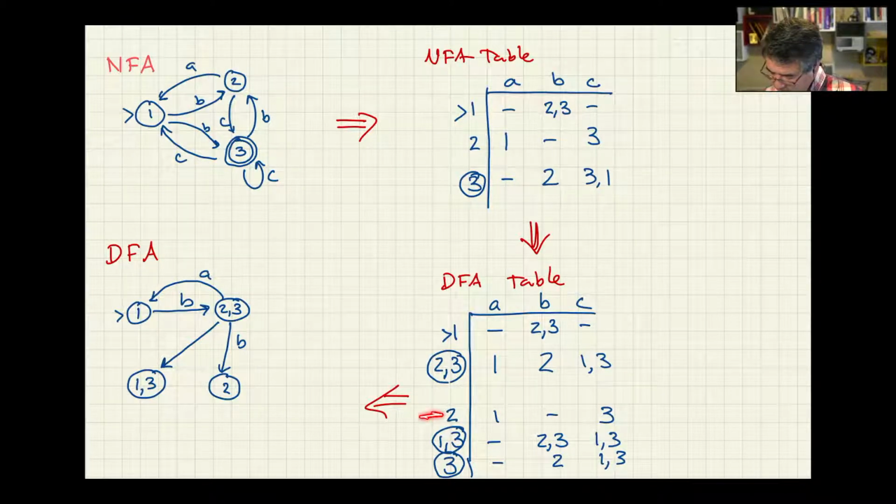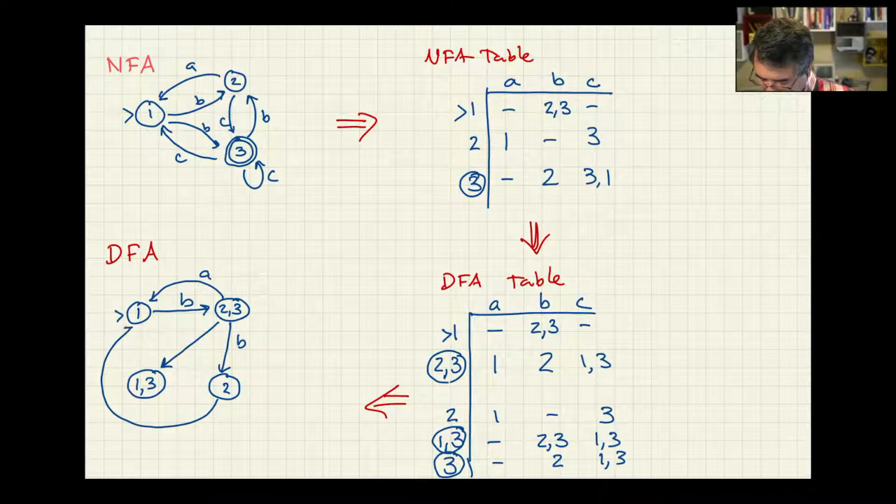Okay, let's do 2 here. So 2 on an A goes back to 1. Uh-oh, I can see right now it's going to cross. Oh, actually, I'll go this way. Yeah, I'll go around like this. And then this goes to a new one over here.